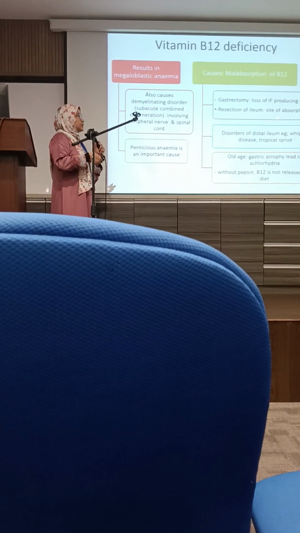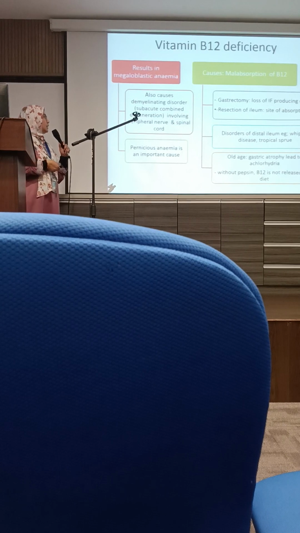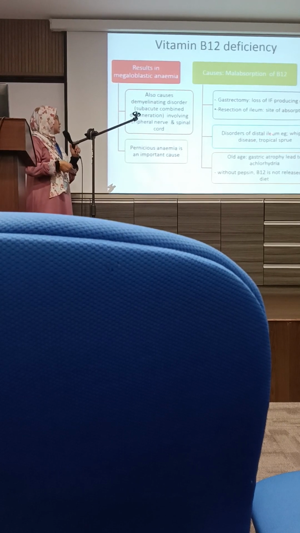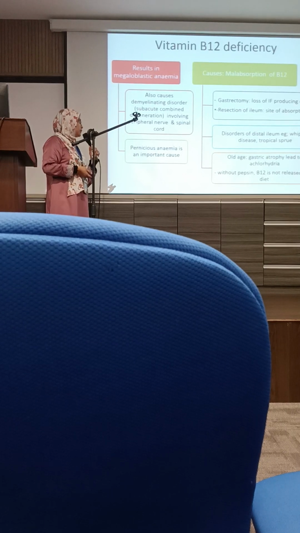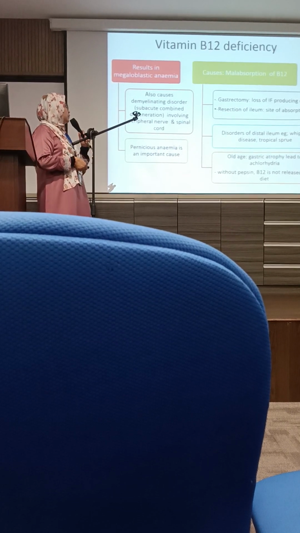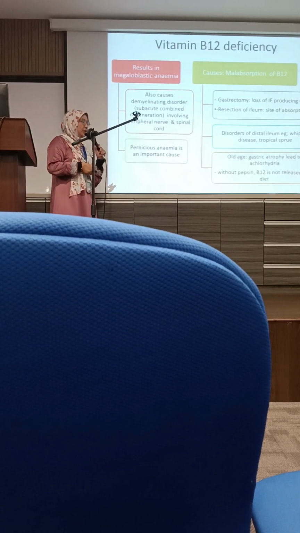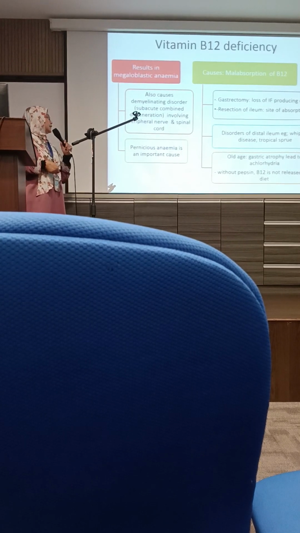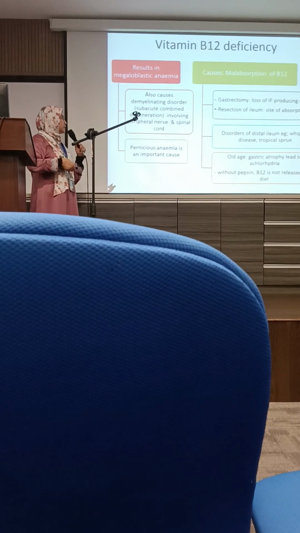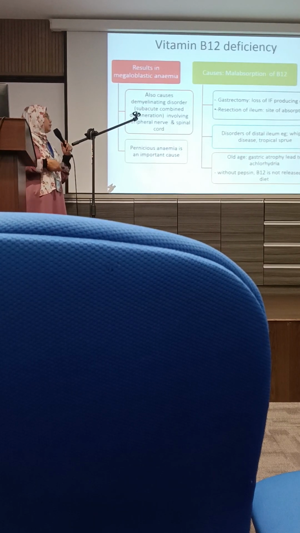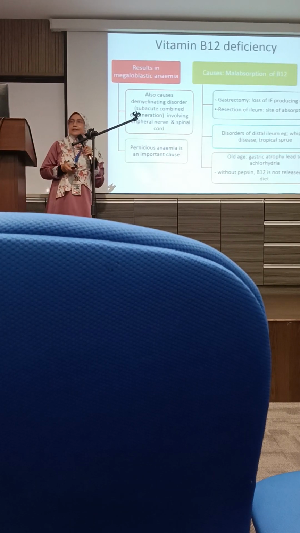And also ileum, that is the site of absorption. If you have other disease of the distal ileum, for example, Whipple disease and tropical sprue, they will also have malabsorption. And in old age, they can have gastric atrophy, and they will have reduced production of the hydrochloric acid, and without this, B12 will not be released from the diet.